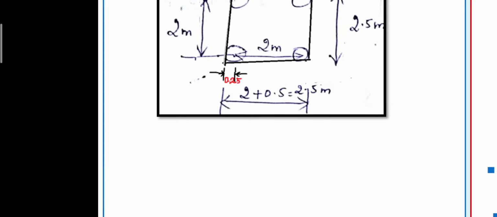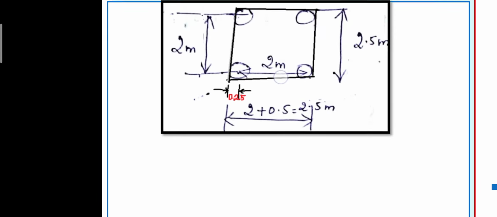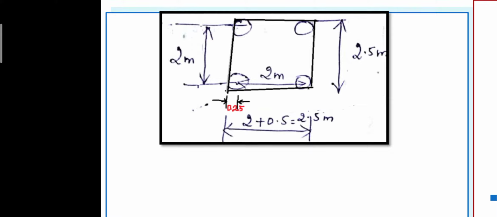The center to center spacing is 2 meter, and what will the remaining space be? On the left side we have 0.25 meter, that is half of the diameter, and also on the right end pile we have 0.25 meter. So 0.25 meter plus 2 meter plus 0.25 meter will give you 2.5 meter. That will give you the entire width of the pile cap.